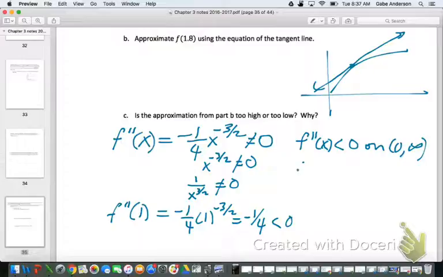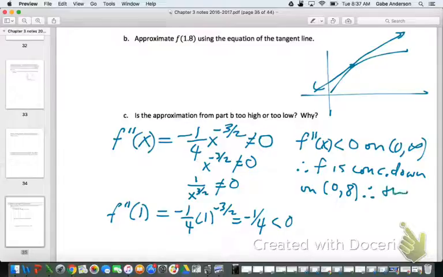Therefore, f is concave down on that same interval. Finally, we can reach our conclusion. Therefore, the approximation is too what? High. That's right. So if a function is concave down around that point of tangency, the approximation will always be too high.